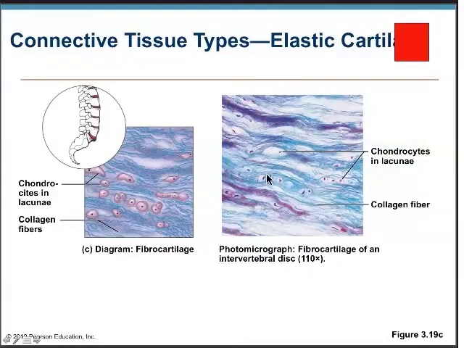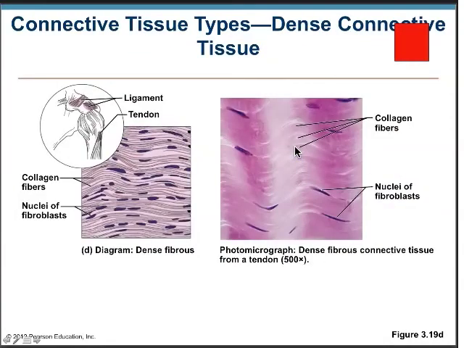You can see the chondrocytes embedded inside their lacunae, and you can see the collagen fibers running throughout the matrix. Okay, this is dense regular connective tissue, and we find this primarily in ligaments and tendons. Ligaments bind bone to bone, and tendons bind muscle to bone. Dense regular connective tissue is a very fibrous type of tissue. The main matrix is collagen.